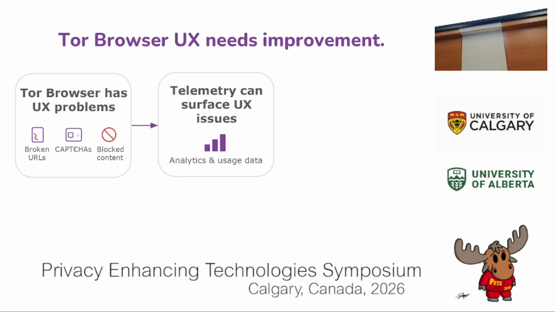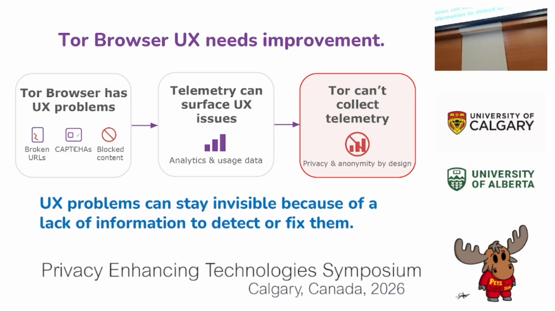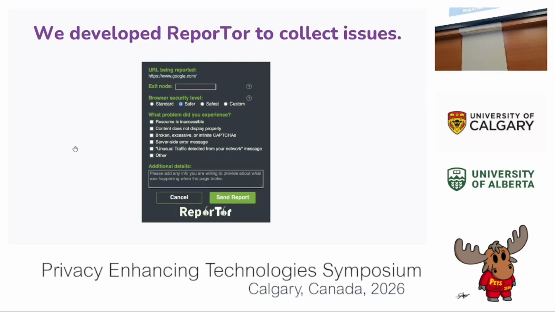Other browsers have issues too, but can typically fix these issues since they acquire a vast amount of telemetry that can tell them what's wrong. Tor users are extremely privacy conscious, and therefore the Tor browser does not collect any of this same telemetry, which makes tracking down issues quite challenging. So UX problems will stay invisible because of the lack of information to detect them in the first place.